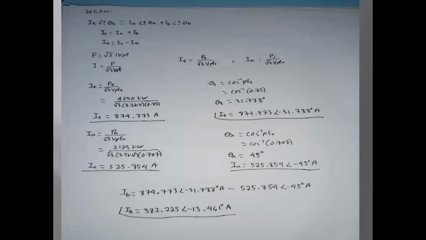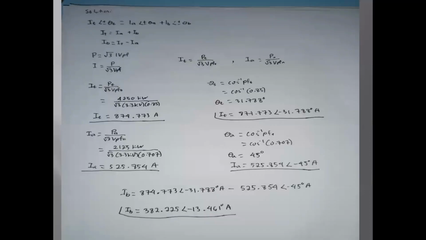So I total is 874.773 ampere. Next is the theta. The inverse cosine of the power factor 0.85 gives 31.788 degrees. So I total is 874.773 angle negative 31.788. It is negative because the power factor is lagging.